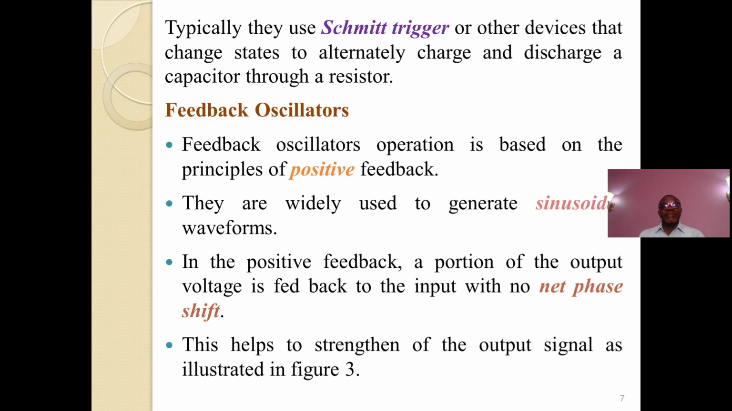Typically, these relaxation oscillators use what is known as Schmitt triggers or other devices that change states to alternately charge and discharge a capacitor through a resistor.